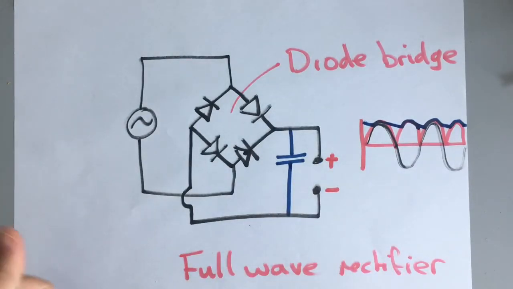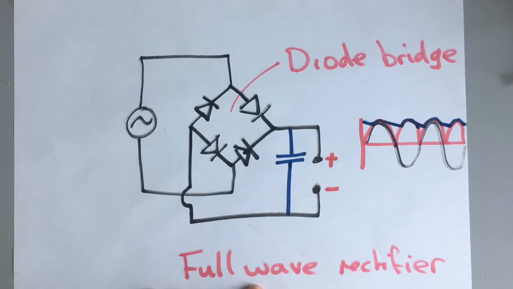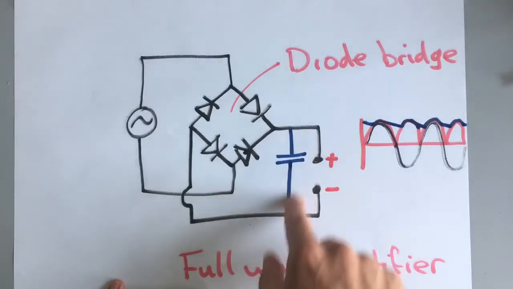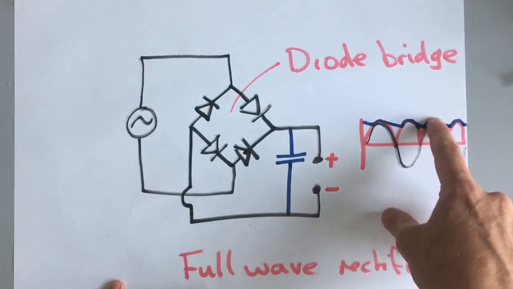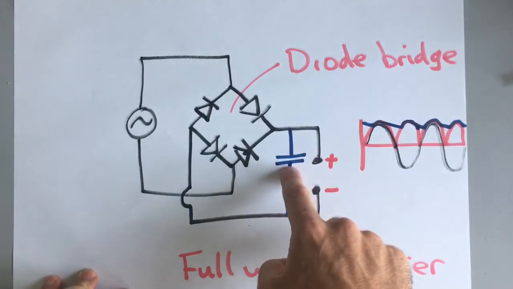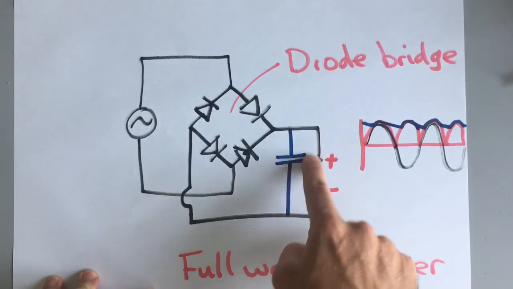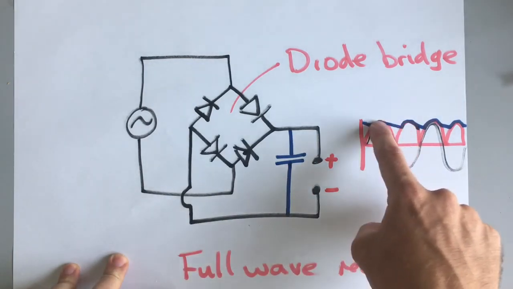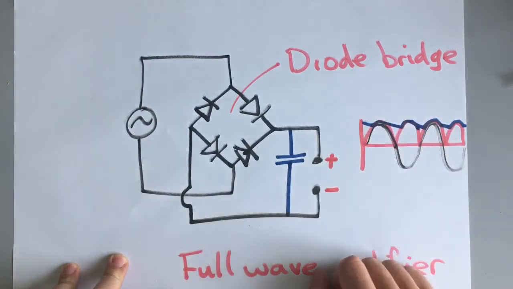So you could use a half wave rectifier, which is a single diode. You could use a full wave rectifier using a diode bridge, and you can add a capacitor in to start to flatten that out. Now the higher the capacitance of this capacitor, the flatter it gets and the smaller this ripple effect becomes.